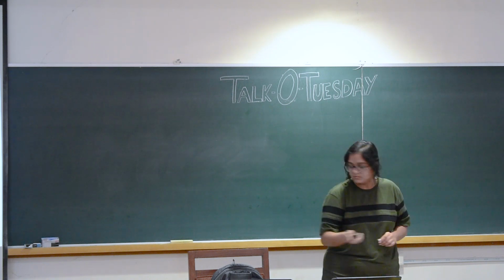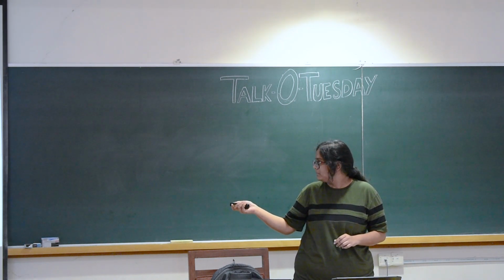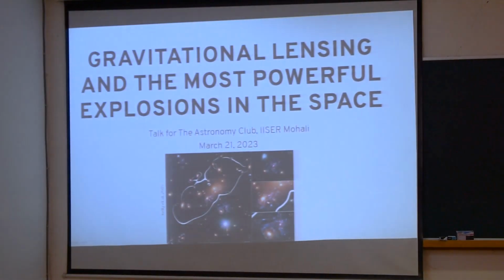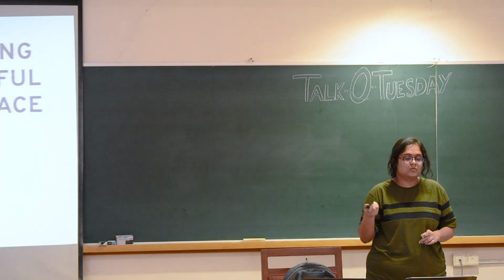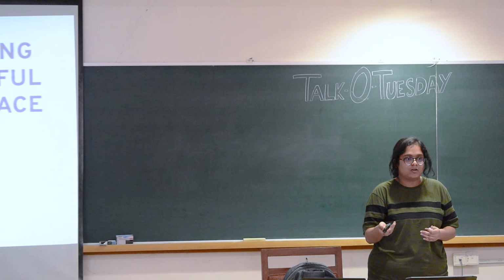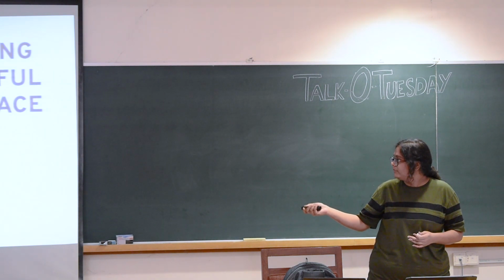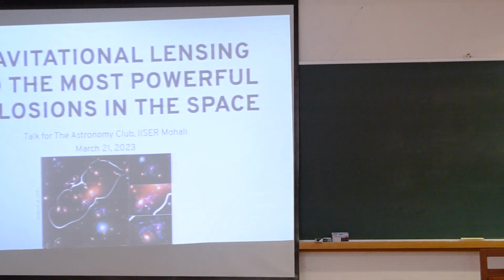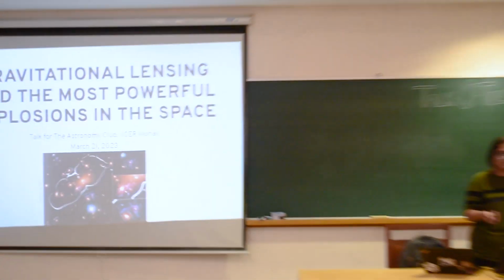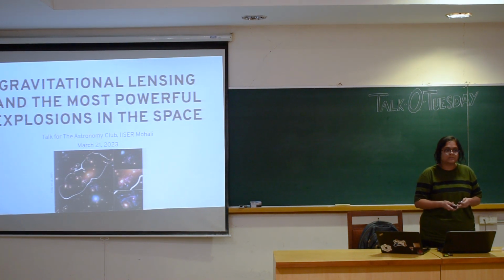If you can see this particular image, this is a very classic example. It's supernova Refsdal, named after the person who gave the first mathematical description of gravitational lensing. To honor him, this was one of the very first gravitationally lensed Type Ia supernova systems. So this is a very classic example.